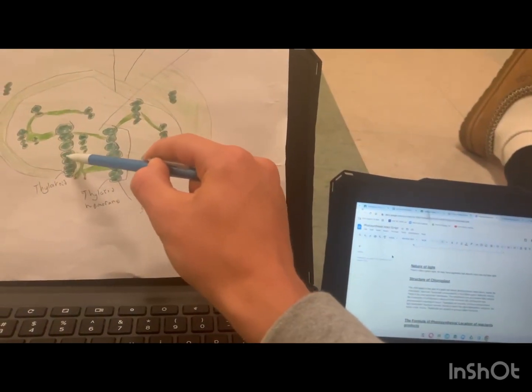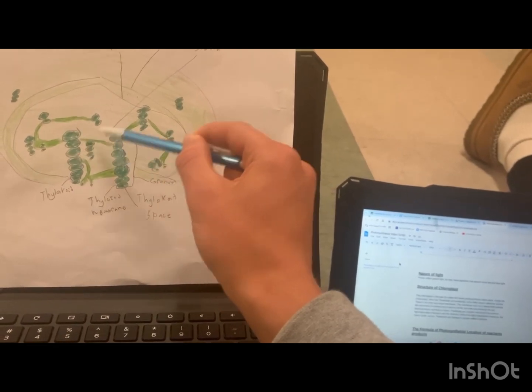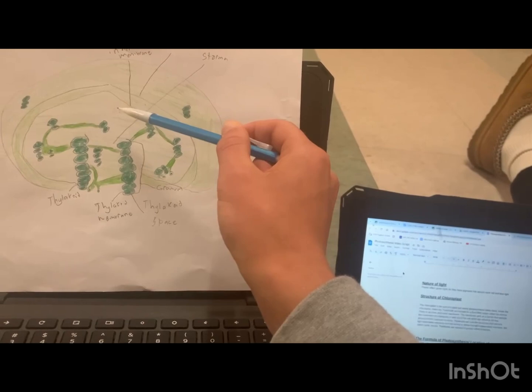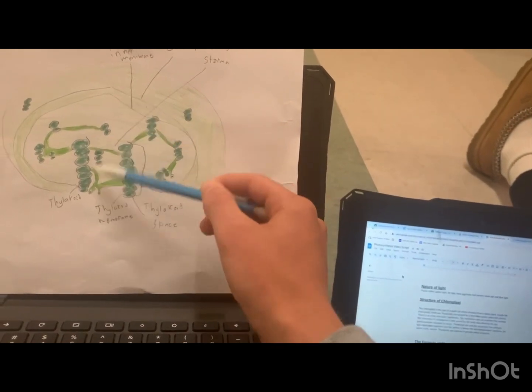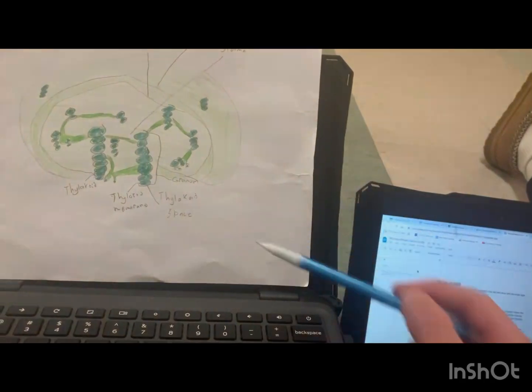Thylakoids are these oval-like structures where light-dependent reactions occur. In the stroma is where light-independent reactions occur, such as the Calvin cycle. Thylakoids are stacked on top of each other to form structures called grana.